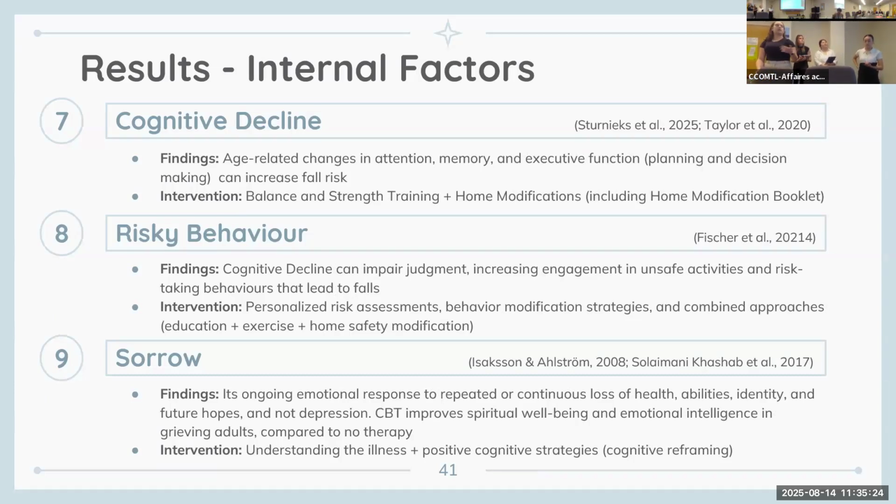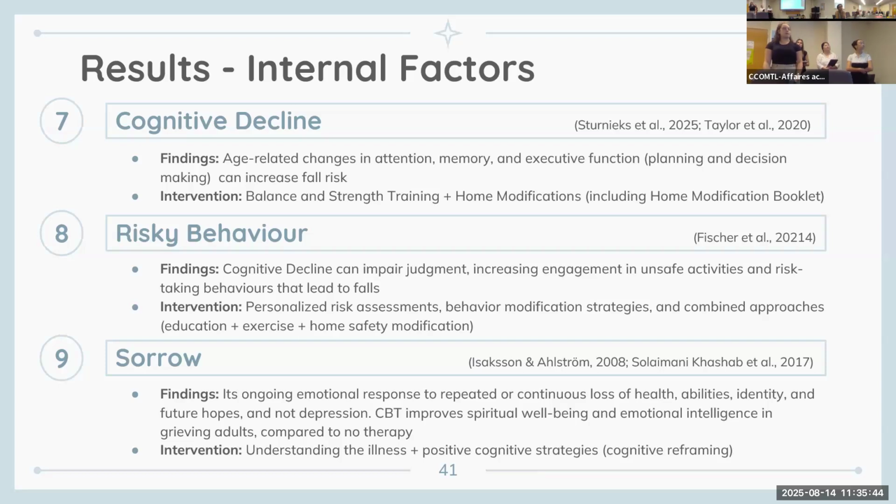And articles cited interventions for this being something along the lines of balance, strength training, plus home modifications, which is something that we're including in our report. Another important thing was risky behaviors. Cognitive decline can impair judgment and increase engagement in unsafe activities and taking risks and behaviors that lead towards falls.